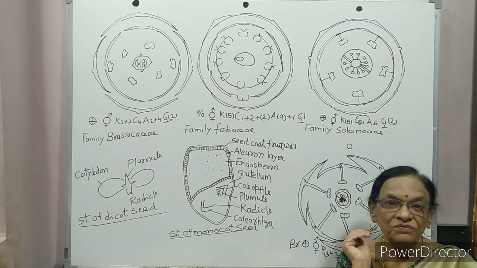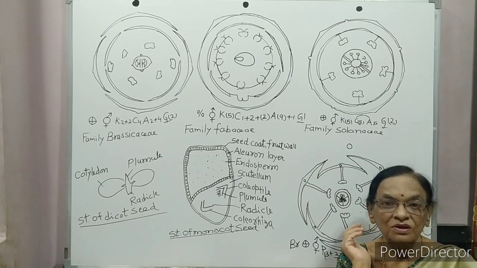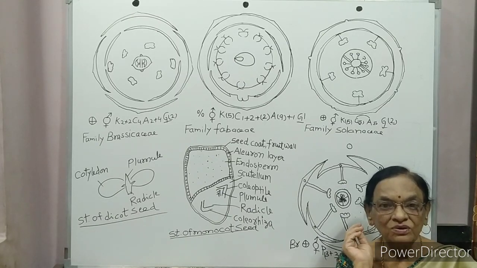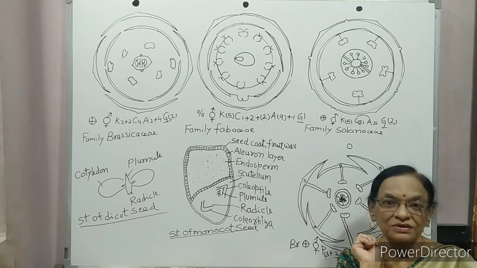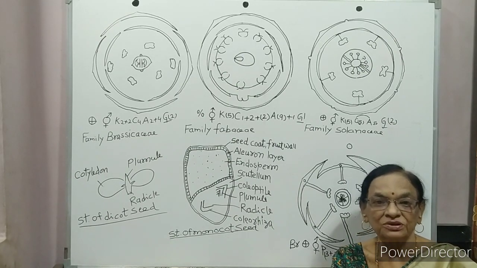Mesocarp is the fleshy part that we eat, and endocarp is the seed. So a drupe fruit has three layers: epicarp, mesocarp and endocarp. In coconut, epicarp is the outer layer, mesocarp is the fibrous layer and endocarp is the inner layer. So these are examples of some drupe fruits.